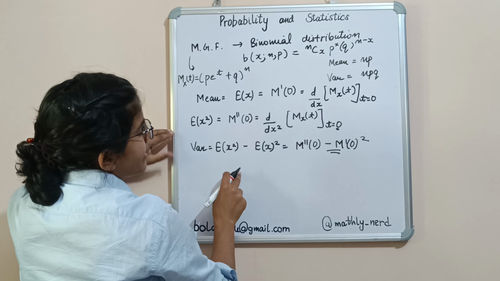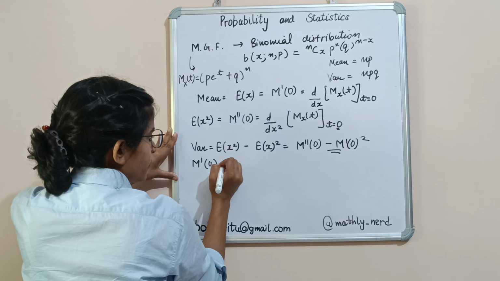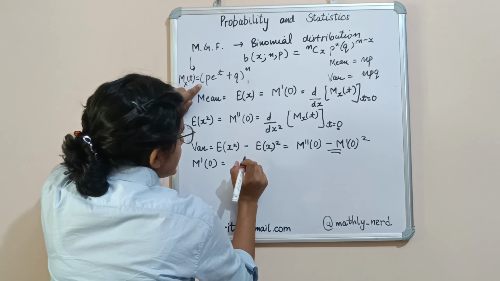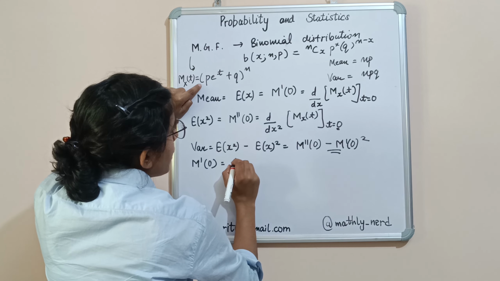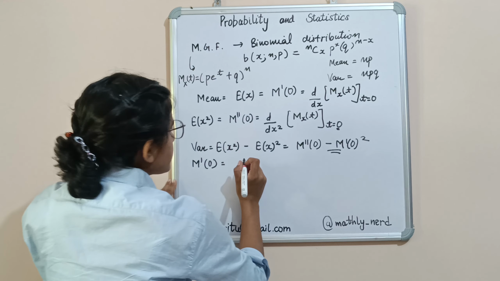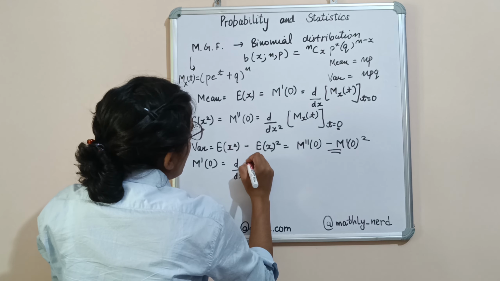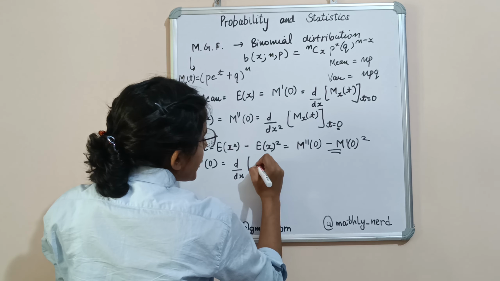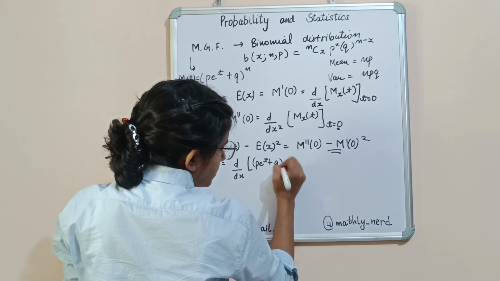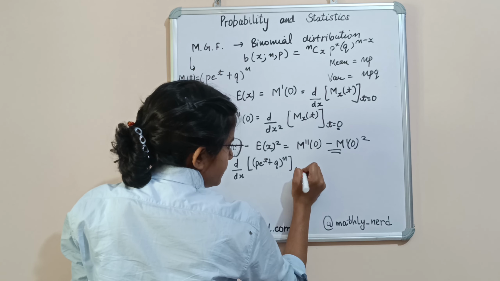Now we will calculate first M dash 0 in the case of (pe^t + q)^n, that is the moment generating function for the binomial distribution. So d by dt of (pe^t + q)^n at t equals 0.